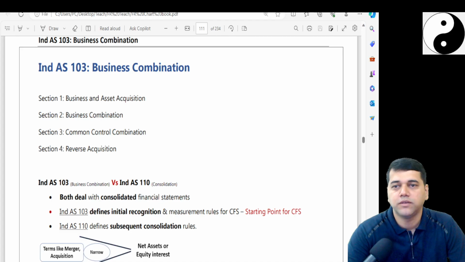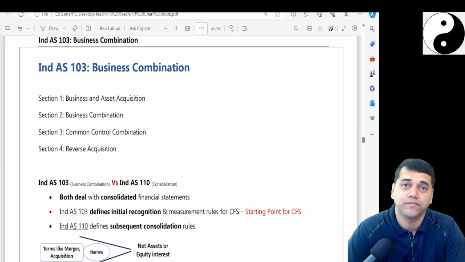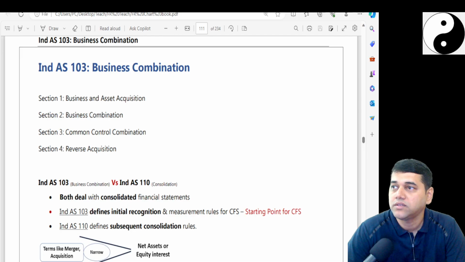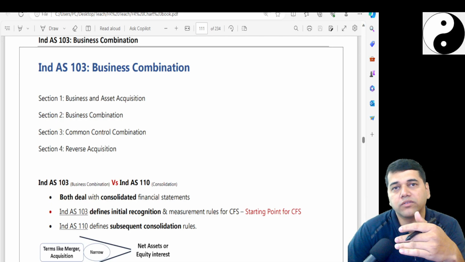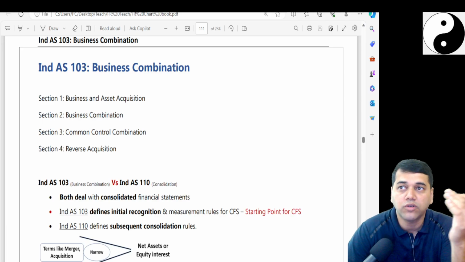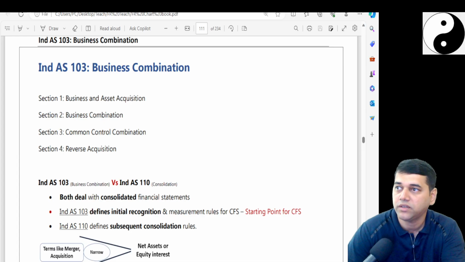So we'll start with the important, lengthy chapter called business combination. This is the starting point for subsidiary consolidation. We'll try to understand this. It's actually very simple, if you understand it, because it's just one journal entry. Now we come to the preparation of the balance sheet, and we have to understand Schedule 3 formats also, which in Ind AS 110 we will take forward.